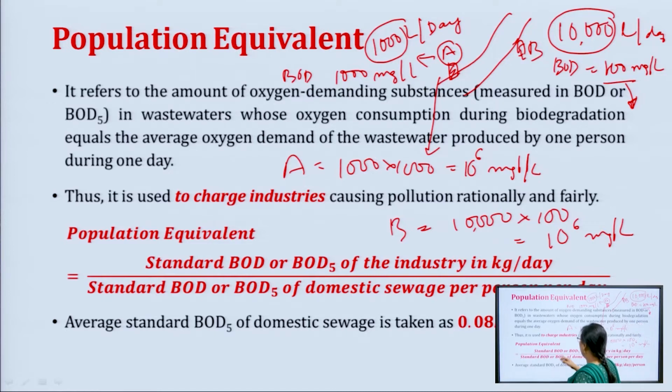So, what is population equivalent? Population equivalent is the standard BOD or BOD 5 of the industry in kg per day divided by the standard BOD or BOD 5 of domestic sewage per person per day.